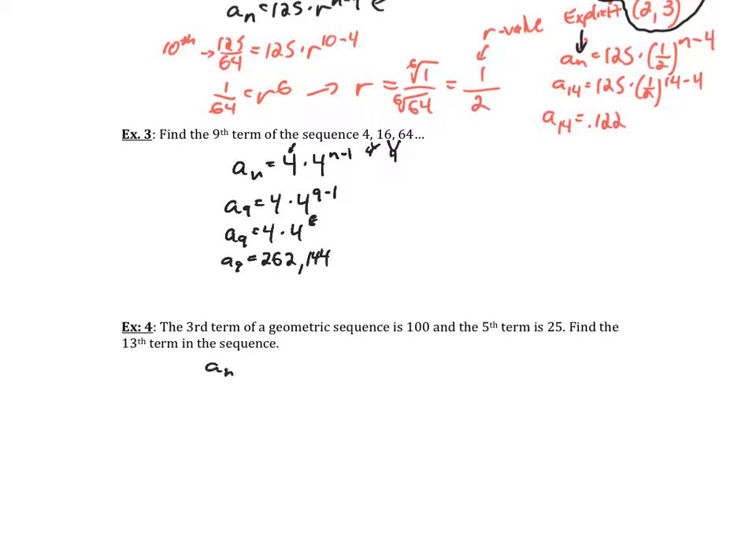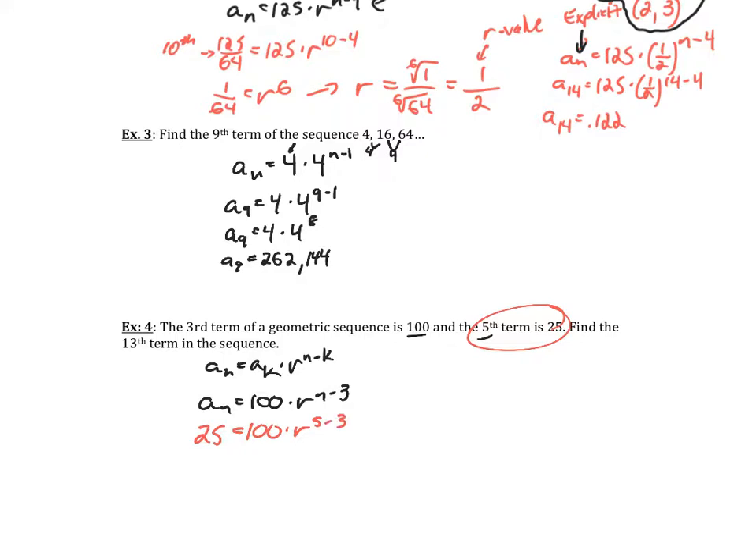All right, and for example 4, very similar to 2. I'm just going to write out the explicit formula again, just so I have it handy, times r to the n minus k. I'm going to use the third term here, but you could use the other term. It really doesn't matter. We should get the same answer. So I know a sub n equals a sub k, which is 100, times r, which I do not know, to the n minus 3. I don't know r. And now I'm going to use, in this case, the 5th term as my sample term to help solve for r. So I'm going to say 25 equals 100 times r to the 5 minus 3.